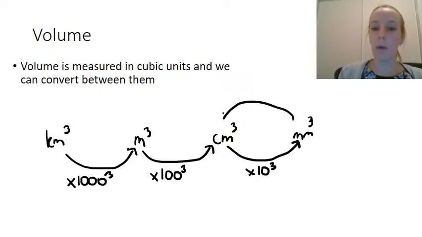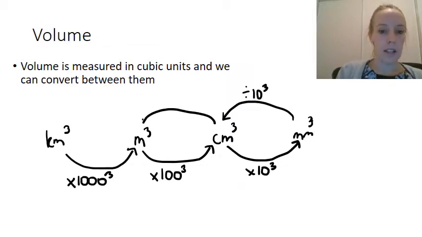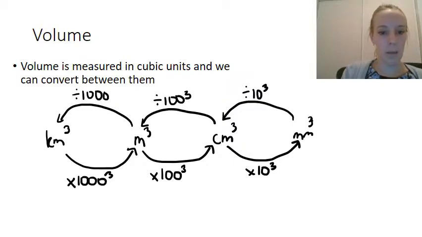And to go the opposite way, from small to large, we're going to divide. So in this case, divide by 10 cubed. Centimeters to meters, divide by 100 cubed. And meters to kilometers, divide by 1,000 cubed.